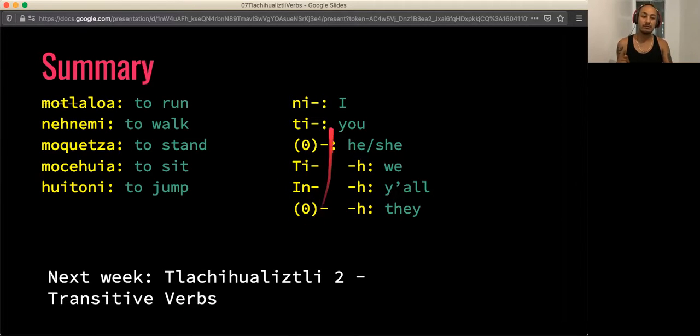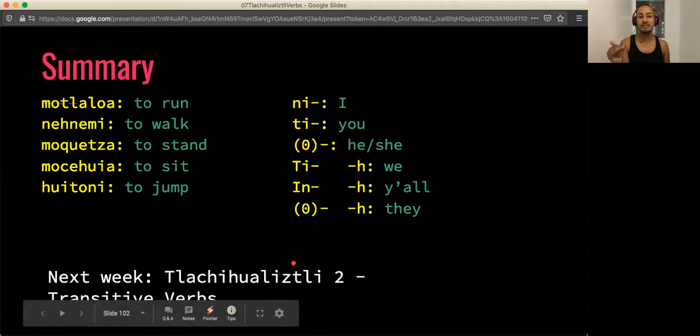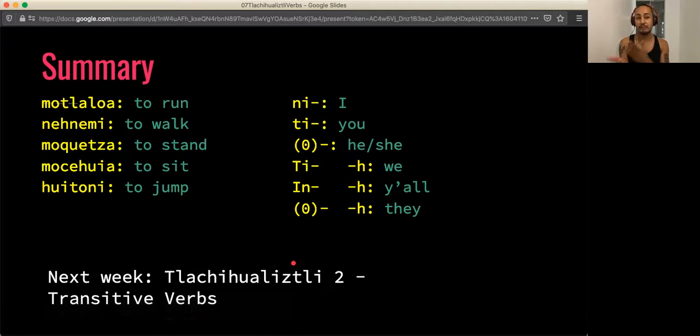Okay, so these are exactly the same. The only difference is at the end of the verb, when you're stating that somebody is doing one of these actions, you just add the H to the end when you're talking about more than one person. So for ti, for we, you want to say we are jumping or we are running, timotlaloa with an H. Y'all are jumping, imotlaloa with an H. They are jumping, motlaloa with an H. Okay? I didn't put a summary in here for commands, but basically she in front of a verb makes it a command, and can makes it that you're giving that command to more than one person.